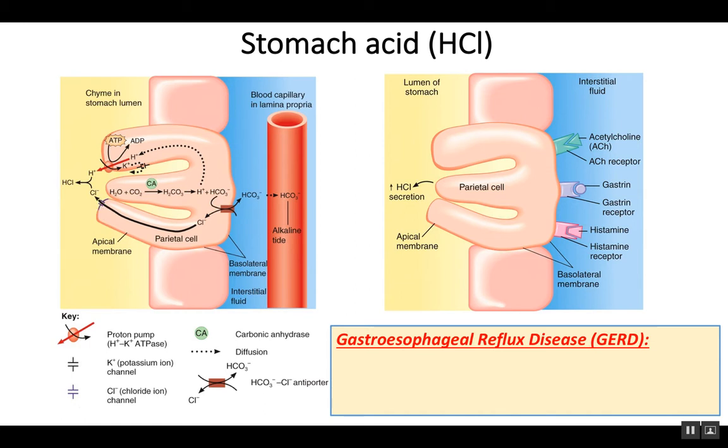cell. You'll notice that on the right side, it's the same drawing showing the parietal cell and the lumen of the stomach, but on this side of the cell are where the receptors are. The receptors are for acetylcholine, gastrin, and histamine. Those are the three primary molecules responsible for telling that parietal cell when to produce hydrochloric acid. Acetylcholine is the neurotransmitter released by the vagus nerve. Gastrin is a hormone, and histamine acts as more of a local hormone.